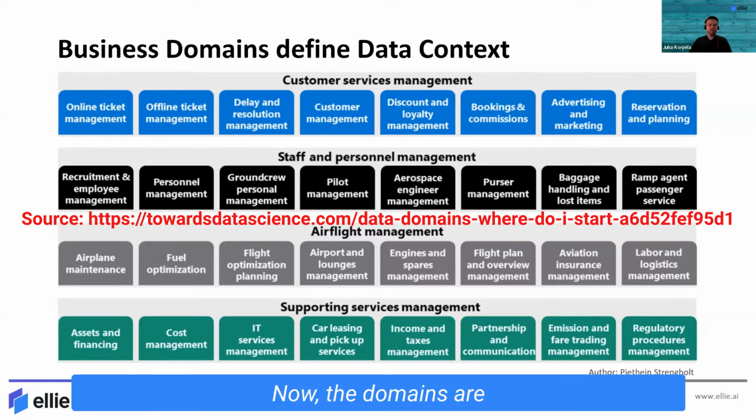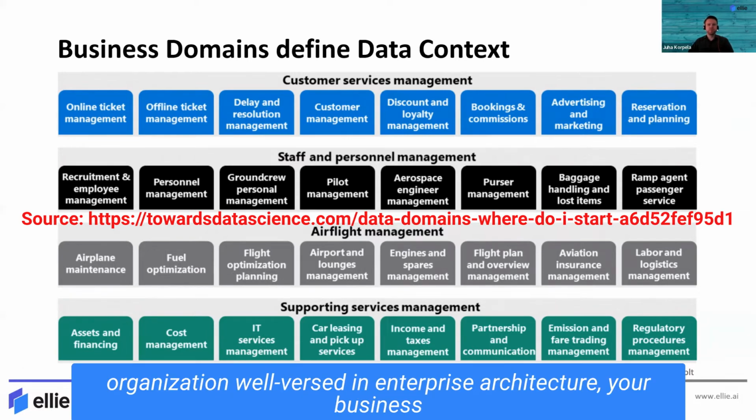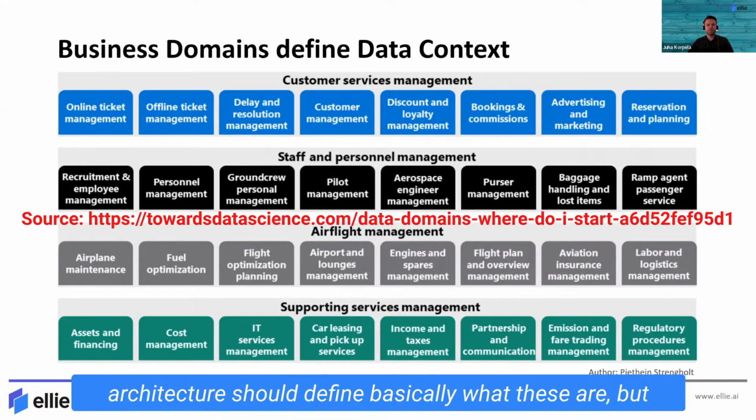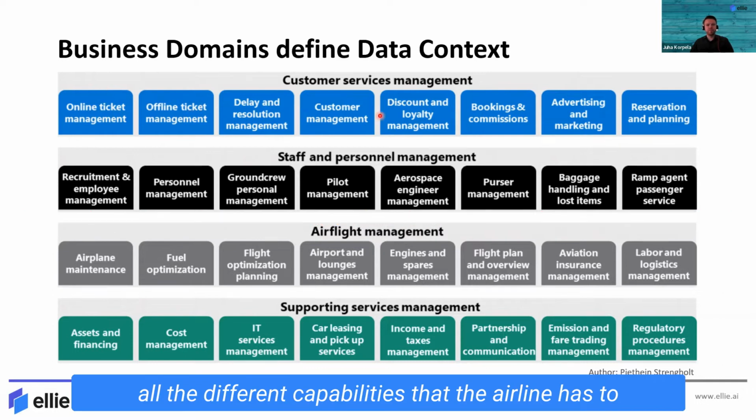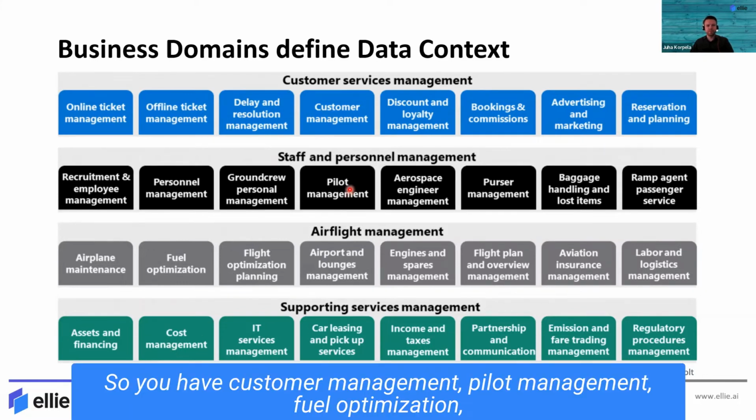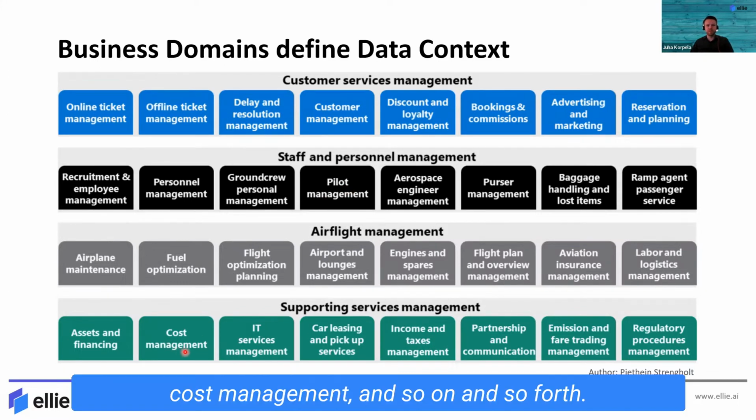Now, the domains are basically your business capabilities. And of course, if you have a large organization well-versed in enterprise architecture, your business architecture should define basically what these are. But not many are doing that. So let's use this as an example. We have a fictional airline here, and we have all the different capabilities that the airline has to have in order to run the airline. So you have customer management, pilot management, fuel optimization, cost management, and so on and so forth.